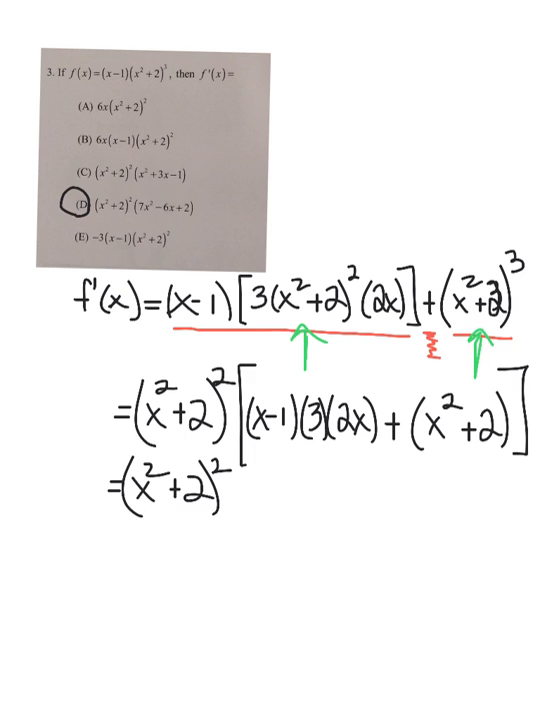All right, now let's try to simplify what's inside these parentheses a little bit. So I know that here I'm going to get 6x, right? So let me just write that above there. So I've got 6x here, and then I'm going to distribute that through to the x minus 1. So that's going to give me 6x squared minus 6x, and then I've got plus x squared plus 2.